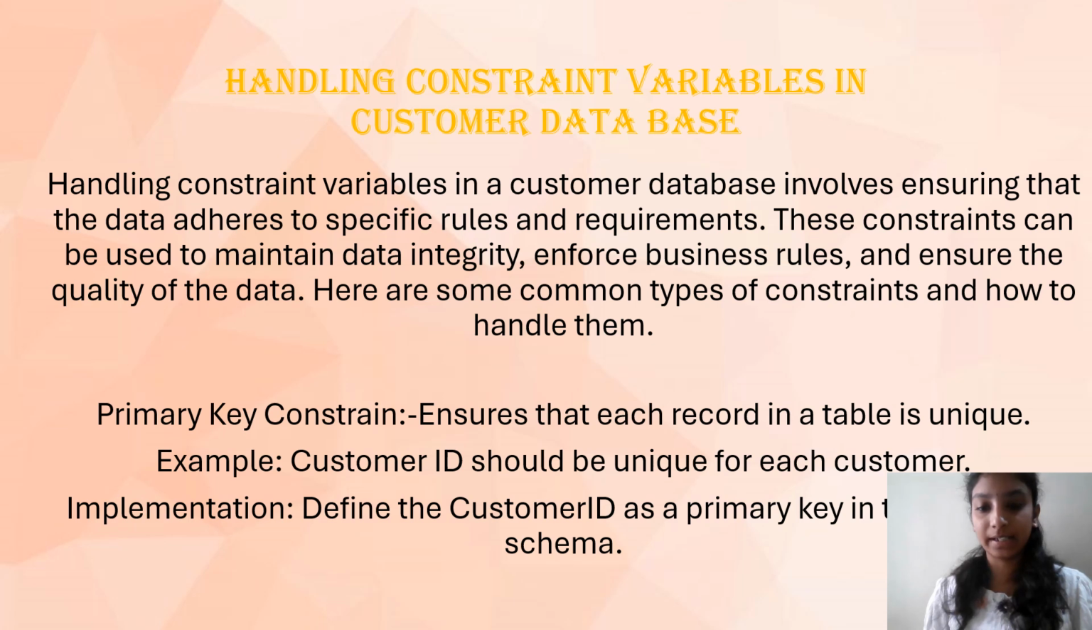Handling constraint violations in a customer database. Handling constraint violations in the customer database involves ensuring that the data adheres to specific rules and requirements. These constraints can be used to maintain data integrity, enforce business rules, and ensure the quality of the data. Here are some common types of constraints and how to handle them. This is an example. Primary key constraint ensures that each record in a table is unique. Example: customer ID should be unique for each customer. Implementation: define the customer ID as a primary key in the schema.